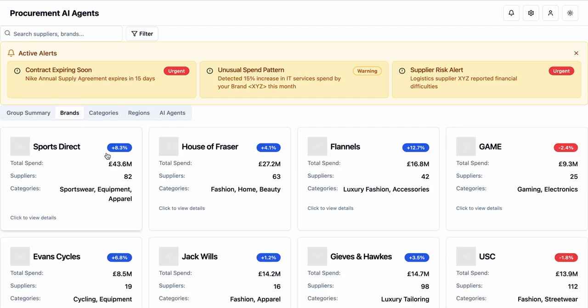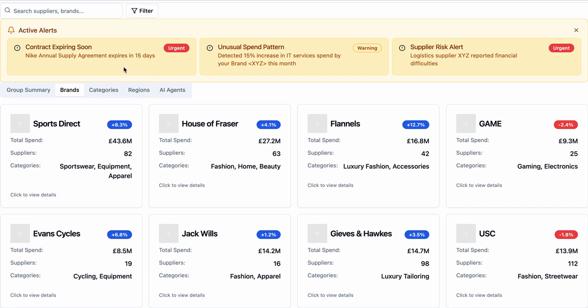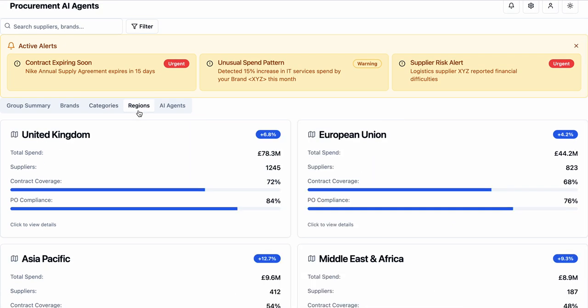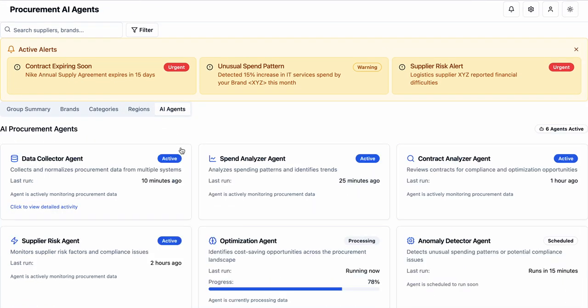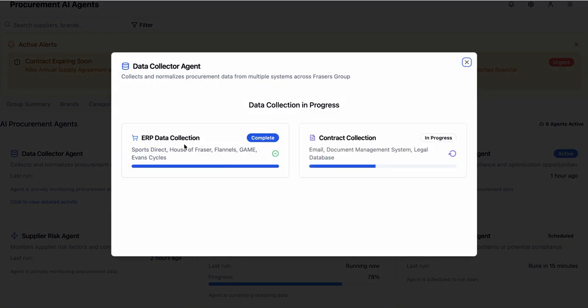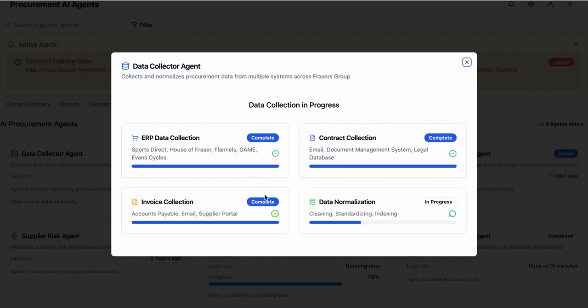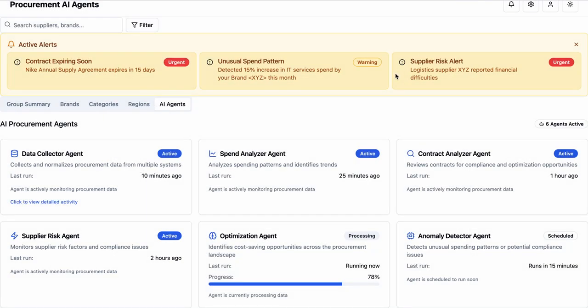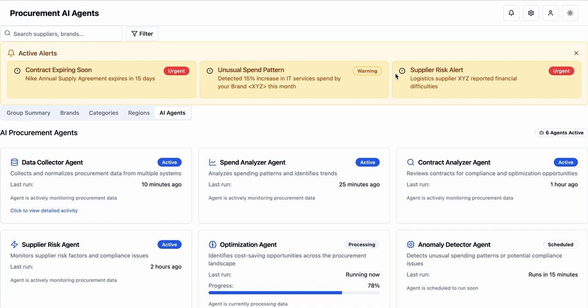This information can also be categorized by brands, by categories, which can be direct, indirect, services, logistics, as we saw earlier, can be region based, and obviously extended agents which do spend analysis. A typical data collector would go across multiple ERP systems, compare that with contract systems, compare that with invoicing, and normalize that data, right? So in a nutshell, today we have the power of automation, AI, and large language models, which can work hand in hand with your teams and bring benefits to your procurement ecosystem.